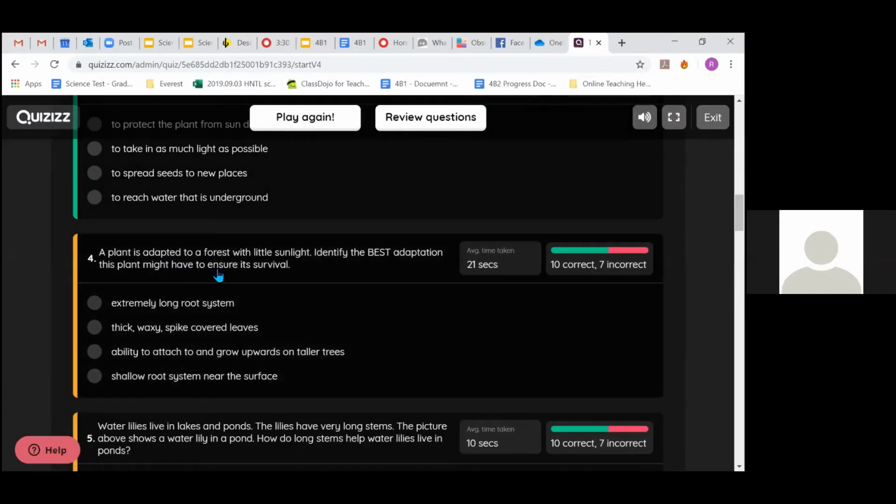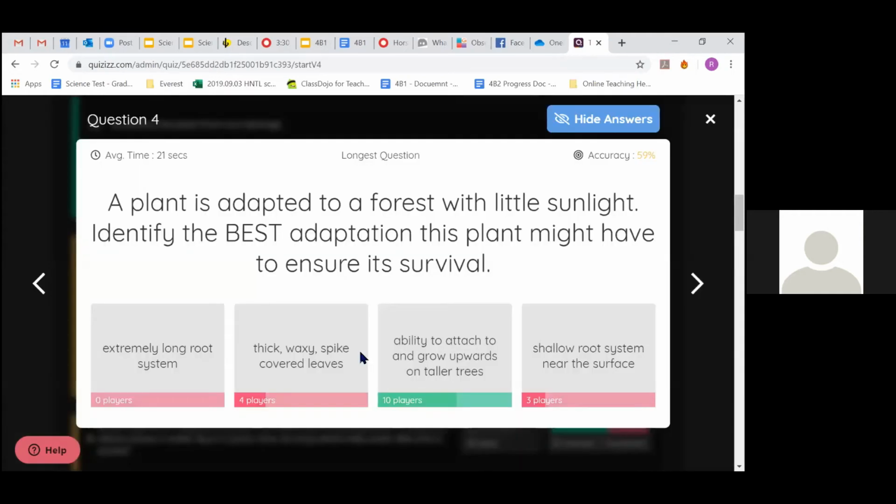This one: a plant has adapted to life in a forest with little sunlight. Identify the best adaptation this plant might have to ensure its survival. Extremely long root system. Well, hold on, we're talking about sunlight. What have roots got to do with sunlight? Nothing. Thick, waxy, spike-covered leaves. Well, spikes are for defense. Ability to attach and grow upwards on taller trees. That makes sense. Shallow root system near the surface. Look at the question. It's about sunlight. So what do we need to do in a rainforest? We need to grow up. We need to get near the sunlight. So attach and grow up on taller trees. That's the right answer, 100%.